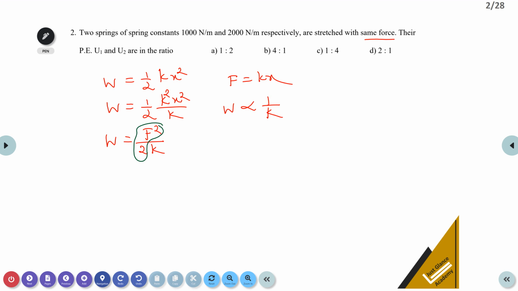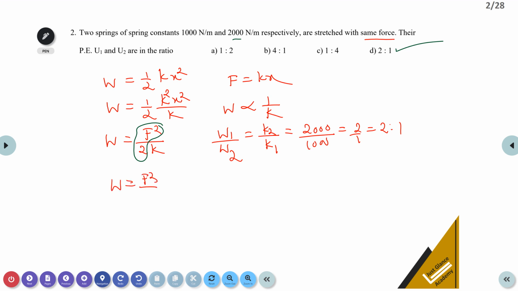K. Now the ratio is given, so W1 divided by W2 equal to K2 divided by K1. K2 is 2000, divided by 1000. So this becomes 2 by 1, or 2 is to 1. This is the right answer. Whenever the term same force appears, use this formula: W equal to F squared divided by 2K. This is the standard formula. Okay. Next.